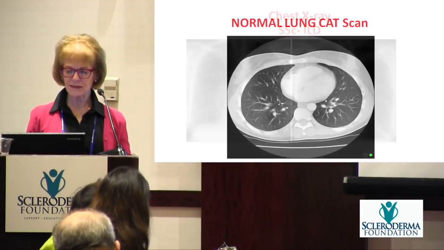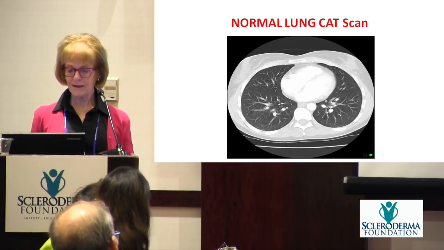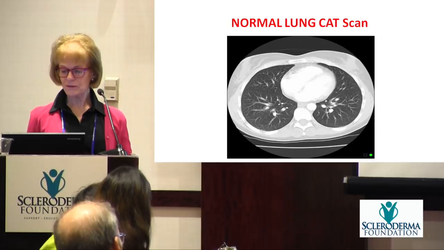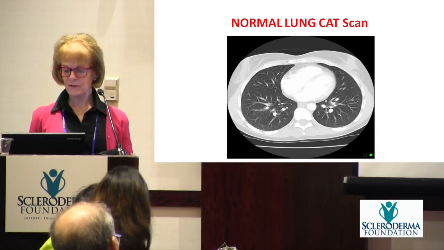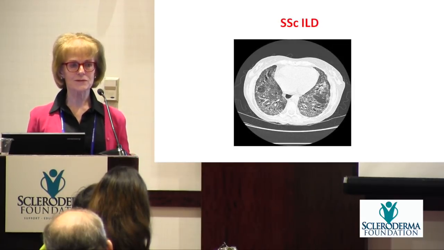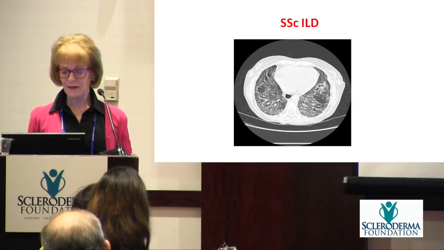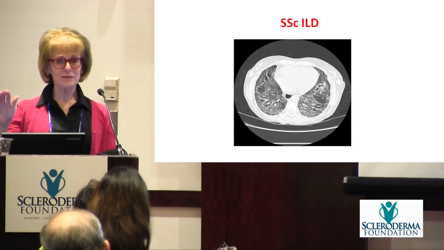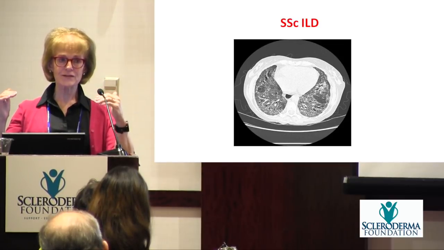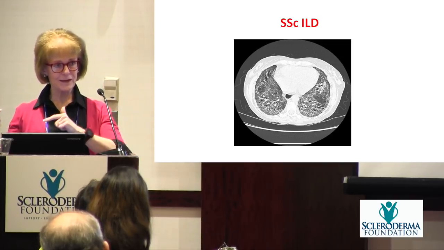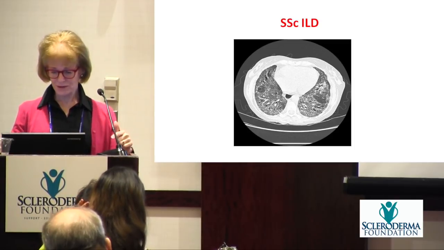But if you were to do a CAT scan, well, here's a normal CAT scan. Again, the normal lung is this deep gray color, and these are the blood vessels going out. They start out as large vessels in the middle of the lungs and then branch out into very fine blood vessels. And this is what scleroderma interstitial lung disease looks like on a CAT scan. There is a lot more white stuff, because that white stuff is the scar tissue, and it's replacing the air sacs, the air sacs that you need to exchange carbon dioxide for oxygen. Without those air sacs, you don't breathe as well.